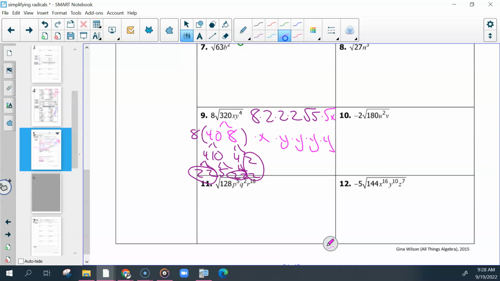How many groups of y, or pairs of y's do we have? 2. So those would both come out. So if we start to simplify, 8 times 2 times 2 times 2 is 64? I believe so. Yeah, because this would be 8. 8 times 8 is 64. The 2 y's would come out and be y squared. And then on the inside we have the square root of 5x.